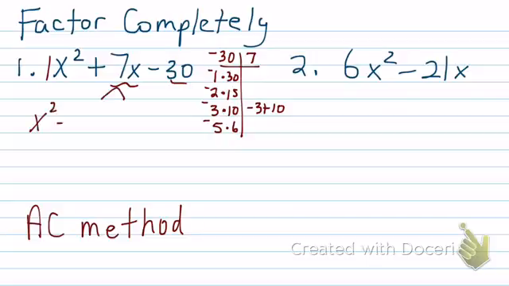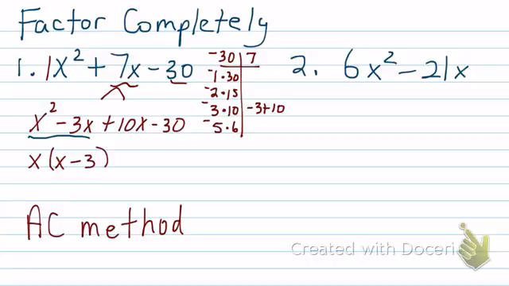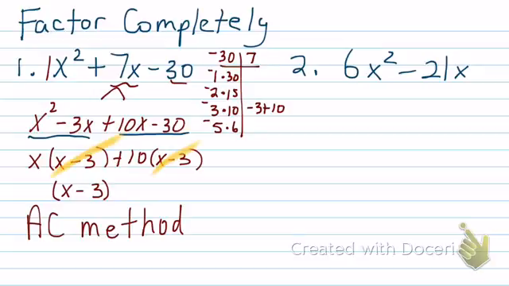So let's go ahead and split our B term, 7x. Notice negative 3x plus 10x does equal 7x, and then it's just a matter of factoring by grouping. We could factor out an x in the first 2 terms, and then for the second terms we could factor out a 10. Notice it should be a positive 10 to make this work, so you want to put a plus in there. So our common factor here is x minus 3, and if you cross out those x minus 3's, you can see the other factor, which is x plus 10.